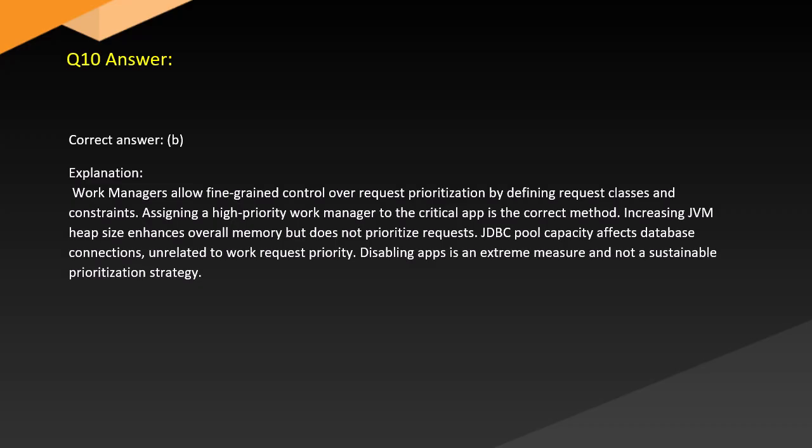Answer. Correct answer, B. Explanation. Work managers allow fine-grained control over request prioritization by defining request classes and constraints. Assigning a high-priority work manager to the critical app is the correct method. Increasing JVM heap size enhances overall memory, but does not prioritize requests. JDBC pool capacity affects database connections, unrelated to work request priority. Disabling apps is an extreme measure, not a sustainable prioritization strategy.